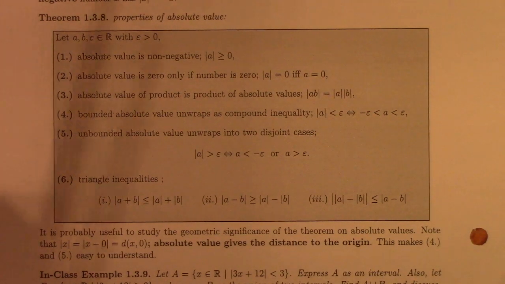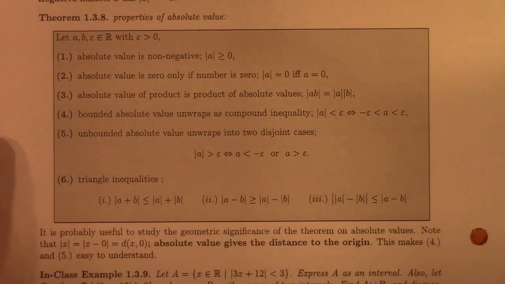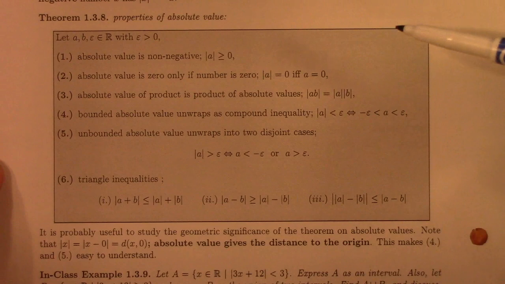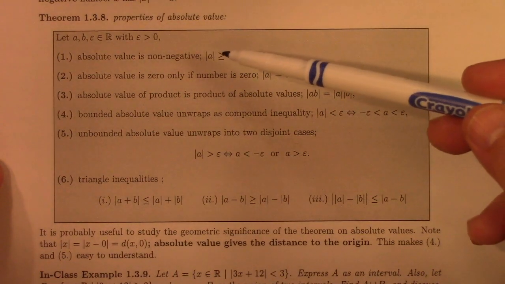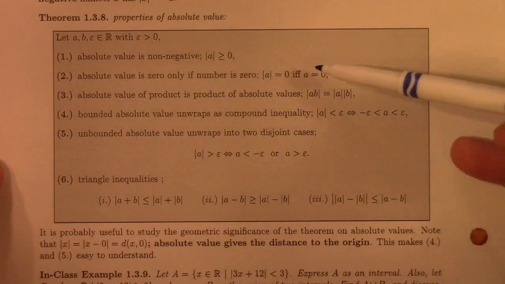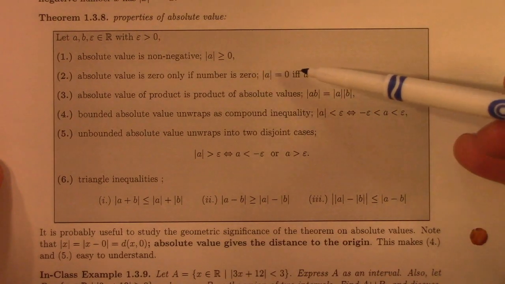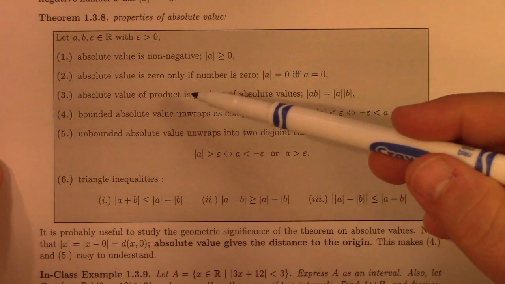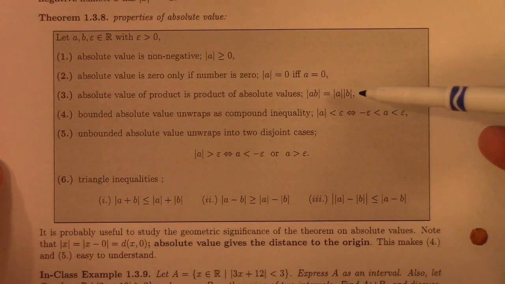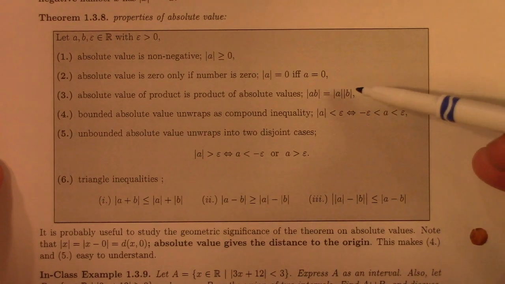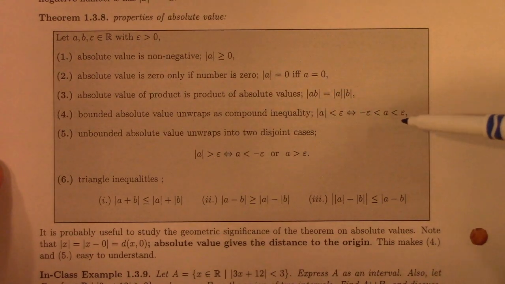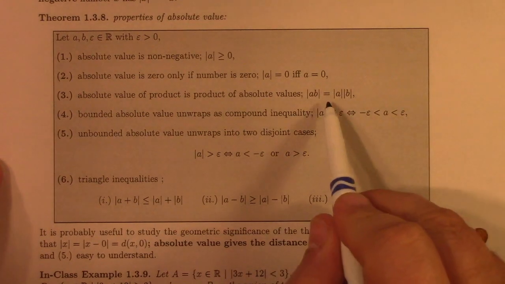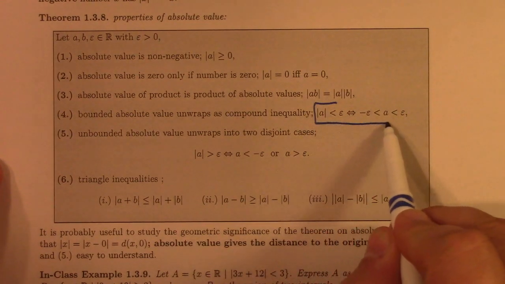This is your toolbox, if you will. These are go-to truths about absolute value that we should know, and we can use these to manipulate expressions to our own will. First, it's non-negative. The absolute value of a is 0 if and only if a is 0. This is very nice. The absolute value of a product is the product of the absolute values. That's a very, very important one to know about. This is a little bit sneaky. I don't know if you've thought about this before or not, but it's actually really important. The absolute value of a is less than epsilon.